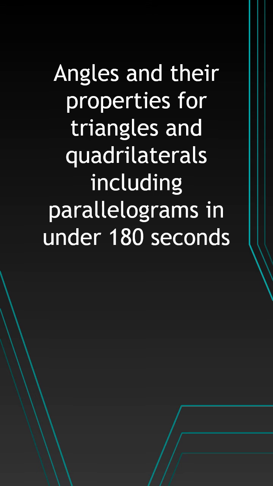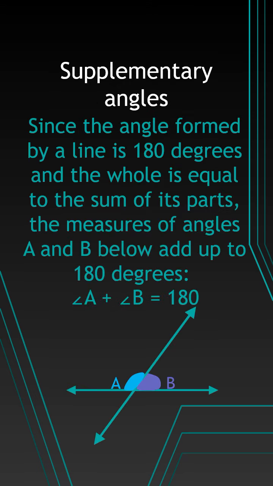Angles and their properties for triangles and quadrilaterals, including parallelograms, in under 180 seconds. Since the angle formed by a line is 180 degrees and the whole is equal to the sum of its parts, the measures of angles A and B below add up to 180 degrees, meaning the measure of angle A plus the measure of angle B equals 180.